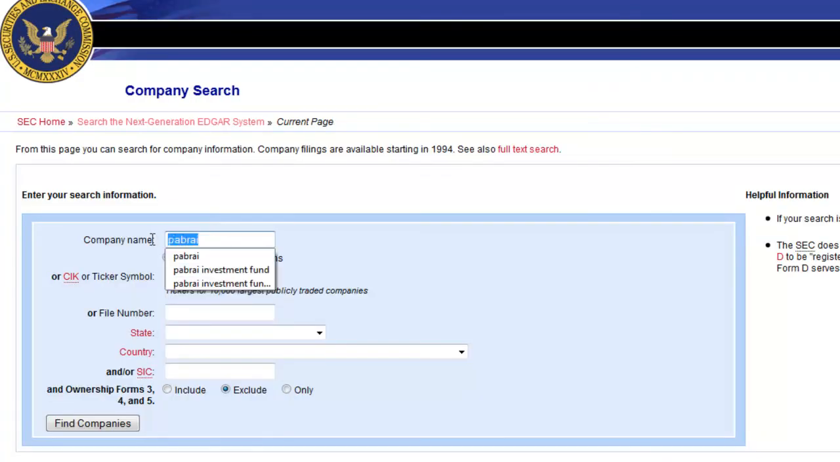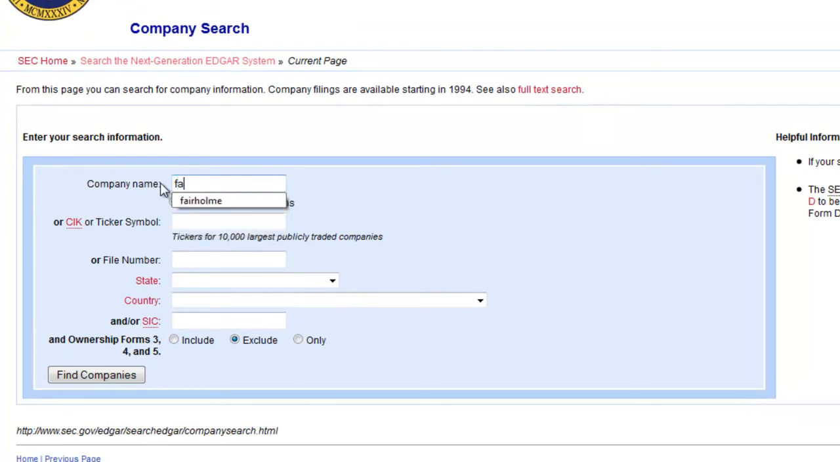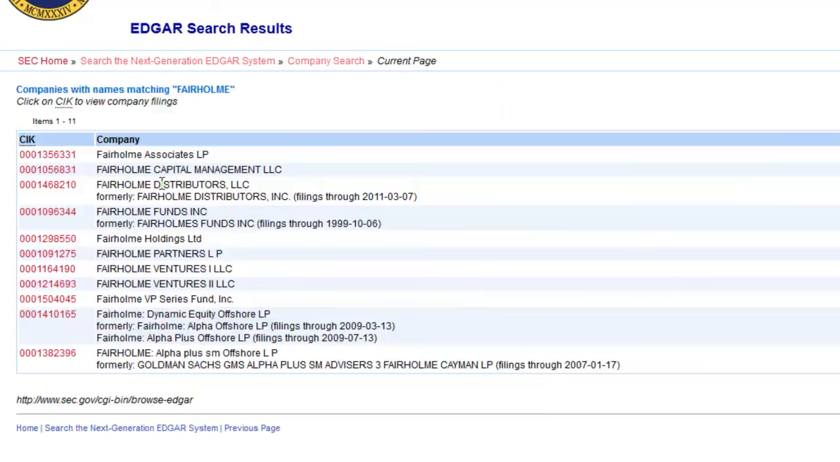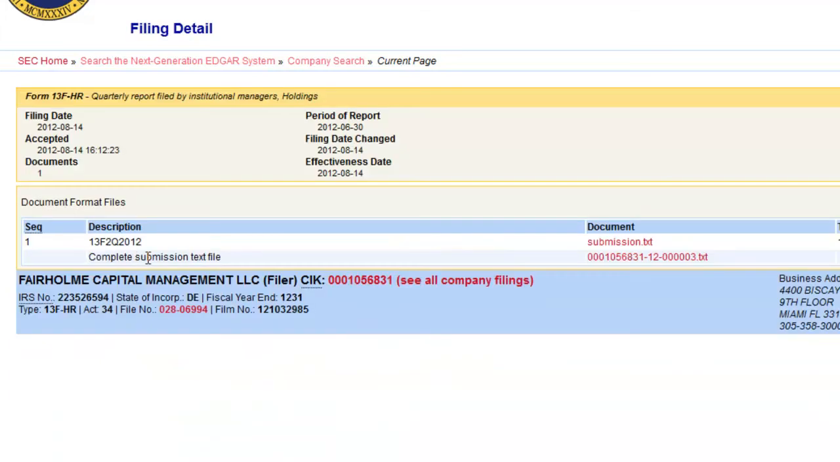Let's say you wanted to find out what Bruce Berkowitz of Fairholme has in his portfolio. So we will type in Fairholme. And second option, Fairholme Capital Management LLC. And here we are. Again, the same thing, various different forms. Most of them are either 13Fs or 13Ds or Gs. Let's choose the first one.